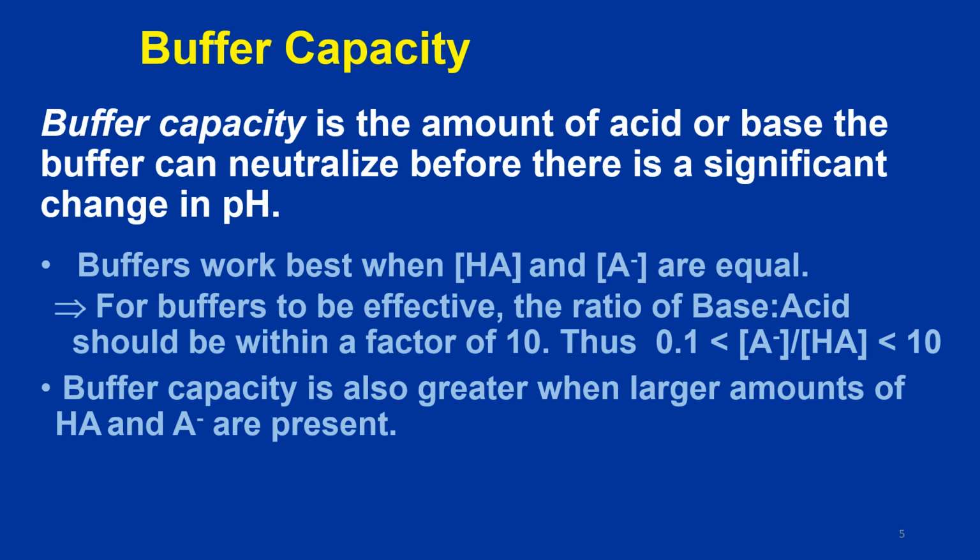Buffer capacity is the amount of acid or base that our buffer is able to neutralize before the pH changes significantly. There are a couple of important points that will affect the buffer capacity. First of all, when we prepare a buffer, we want to make sure it has about the same amount of the weak acid and conjugate base, or weak base and its conjugate acid. So we want to make sure that it's roughly a 1-to-1 ratio, but as long as we're within a 10-to-1 ratio, the buffer should still work. So we want to make sure that the ratio falls between 0.1 and 10 to be within that 10-to-1 ratio.